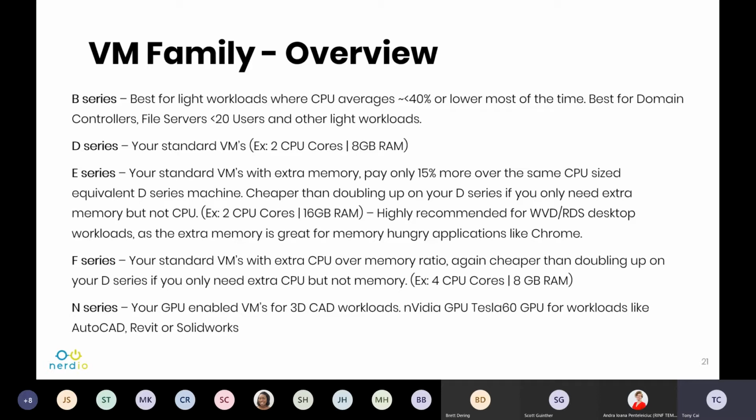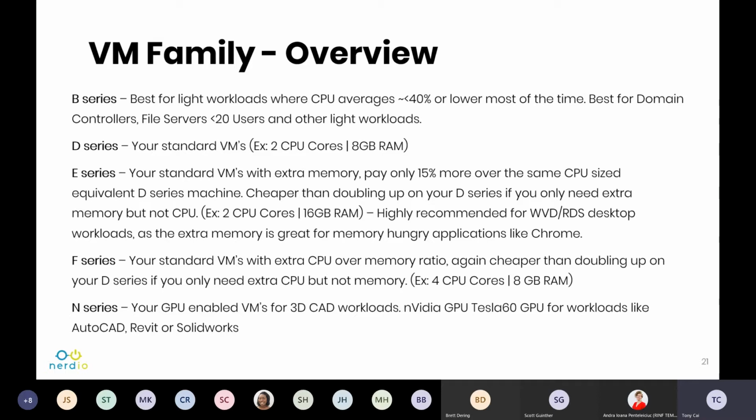So if I need more CPU, then I'm looking at my F series. So your F series are your standard virtual machines with extra CPU over memory ratio. Again, it's cheaper than doubling up in your D series when you only need CPU. So for example, you have a 4-core 8 gig of RAM machine, which is more heavily optimized for CPU there.